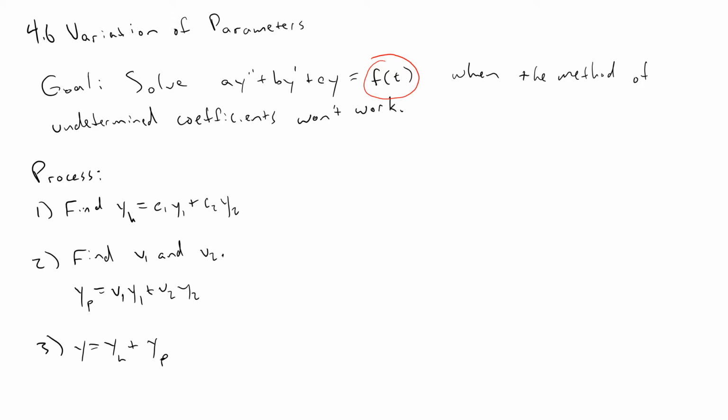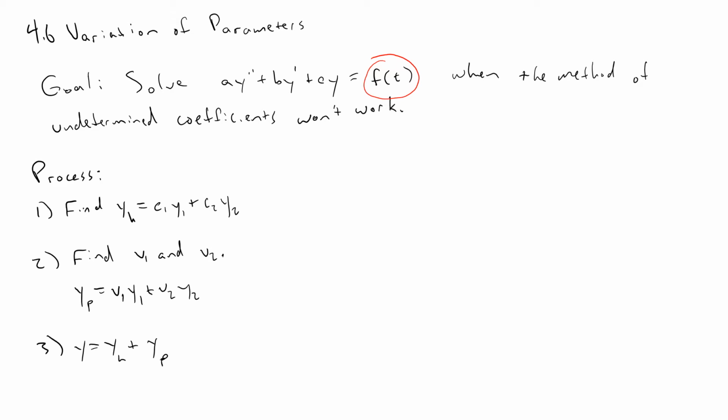The problem with undetermined coefficients is that it won't always work. If that right-hand side function f of t doesn't fit one of those basic categories of exponential, polynomial, or sine or cosine, then we may not be able to make an educated guess of what a particular solution might look like. So in that case, we're going to need a different approach. This is where variation of parameters will help us.